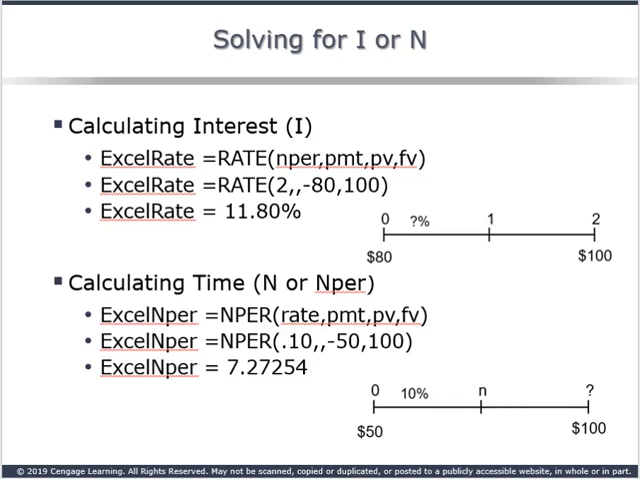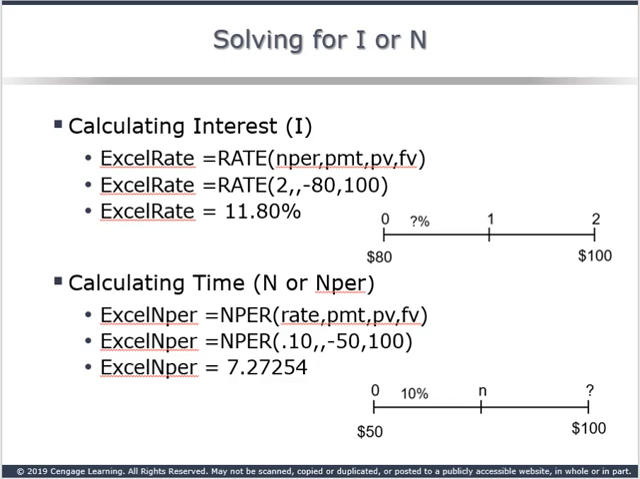But what we see here in the first example, in calculating rate, we have a present value of $80. We have a future value of 100. We know that we have 2 time periods. We just don't know the rate. And so we see if we put that calculation in there, we see that for $80 to grow to $100 in 2 years, it should grow at 11.8%.